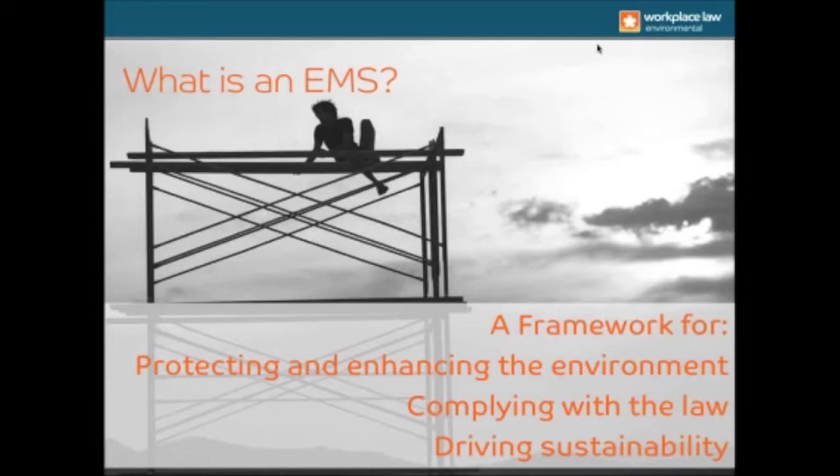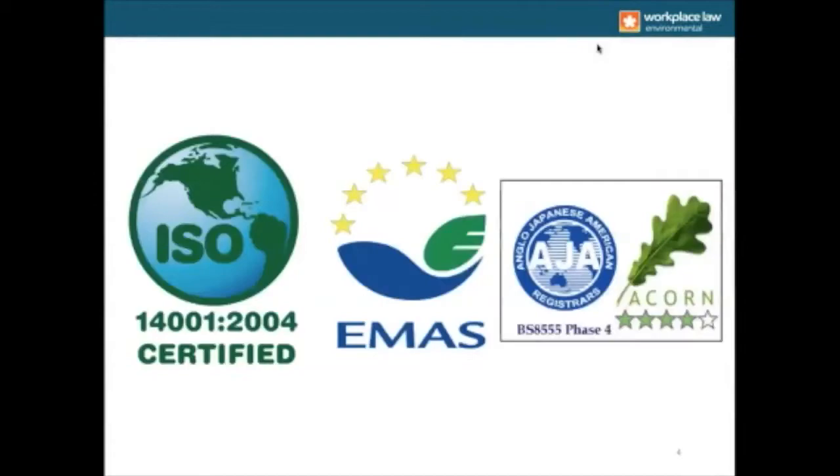Key to an environmental management system is an environmental policy, which will set out the ways in which an organisation can harm the environment or does harm the environment, and objectives for improvement. In the UK, three main types of environmental management system are encountered: ISO 14001, the European Eco-Management and Audit Scheme, and BS 8555 or ACORN.